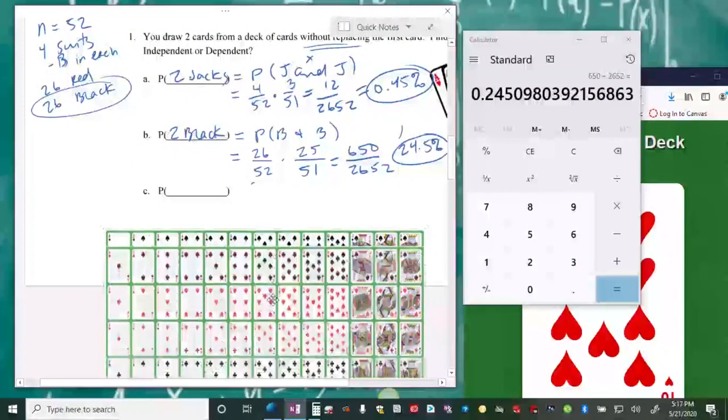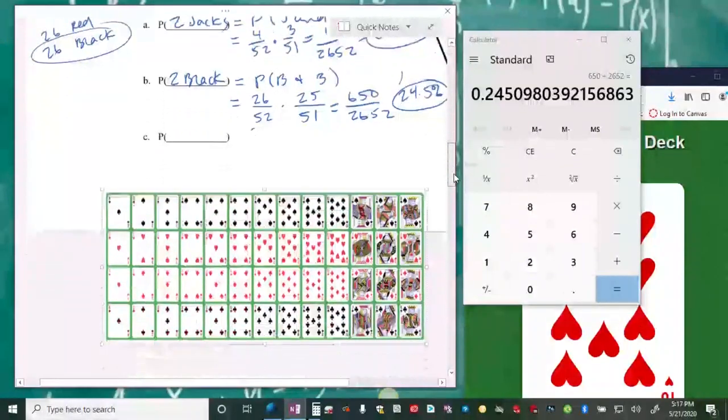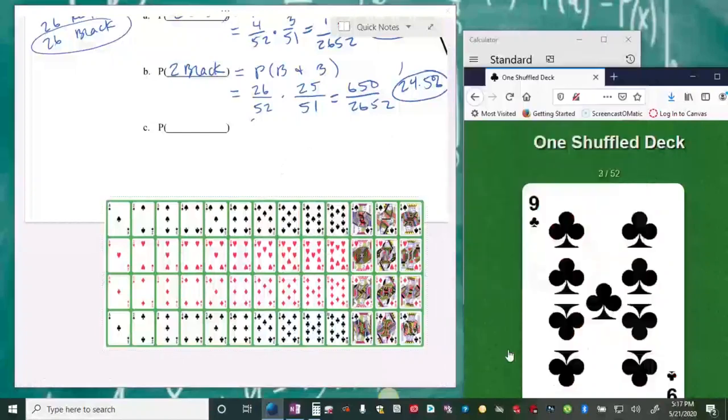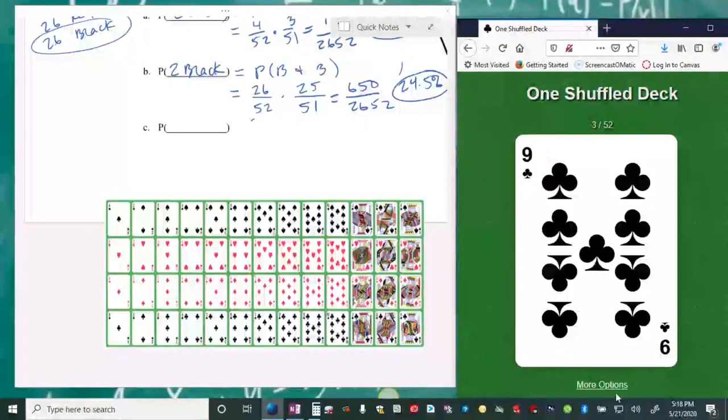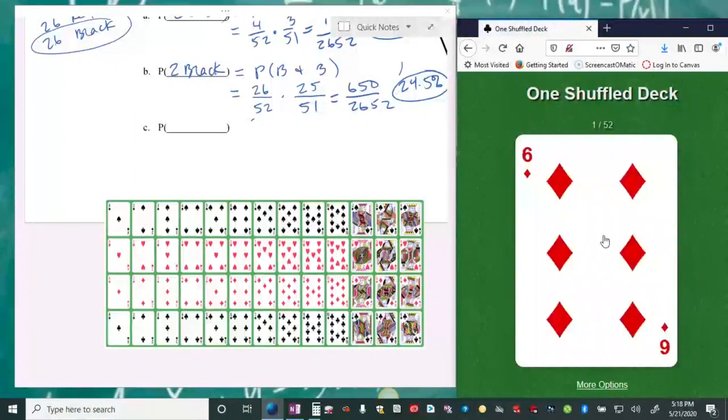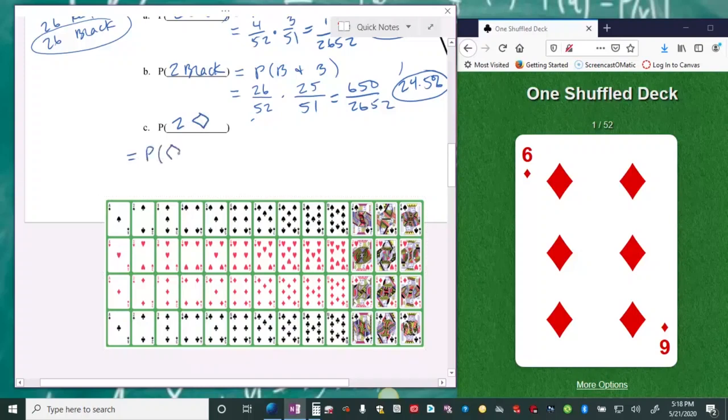Okay, so one last probability with drawing 2 cards without replacement. I'm going to go back to my deck. I'm going to reshuffle that deck, and then we'll go ahead and draw one. So go back to my shuffled deck. I'm going to go ahead and draw one. This time it's a 6 of diamonds. So I want to know what's the probability of getting 2 diamonds. So I'm going to do 2 diamonds this time. So I know that that becomes the probability of getting a diamond and a diamond.